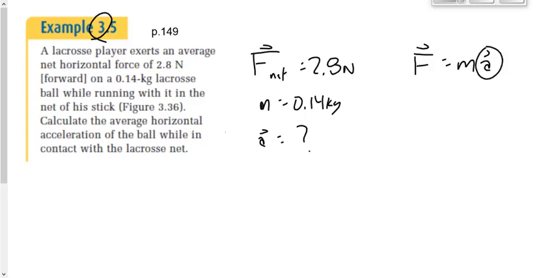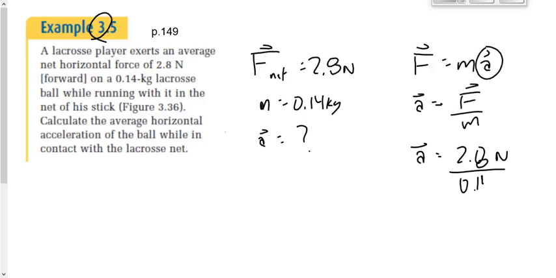If we want to solve for A, we've got to get rid of M. How do we do that? It's multiplied by A, so we divide it. So A is equal to F over M. And by the way, in this equation, F stands for the net force. Sometimes we don't write that little subscript beside it, but that's what it means. The net force is 2.8 newtons, divided by 0.14 kilograms, and that's going to give me 20 meters per second squared.